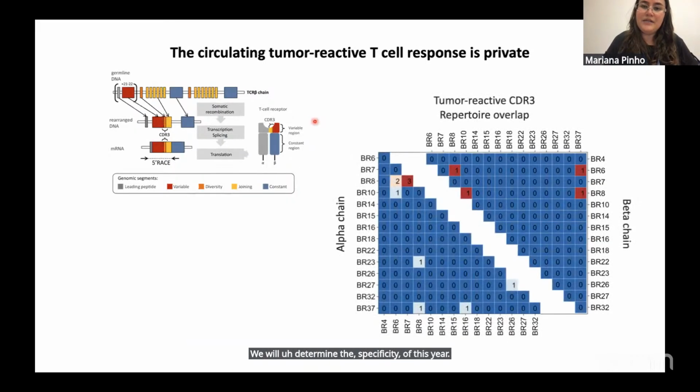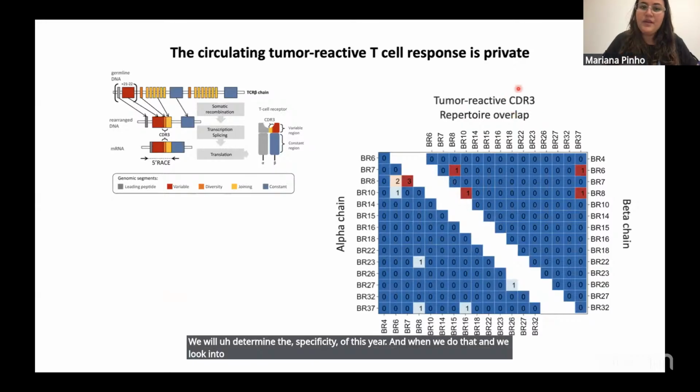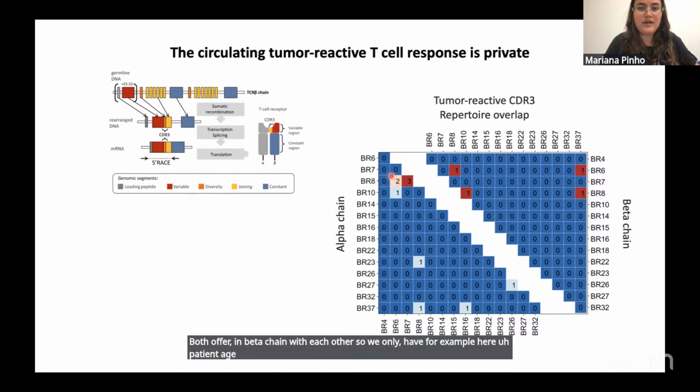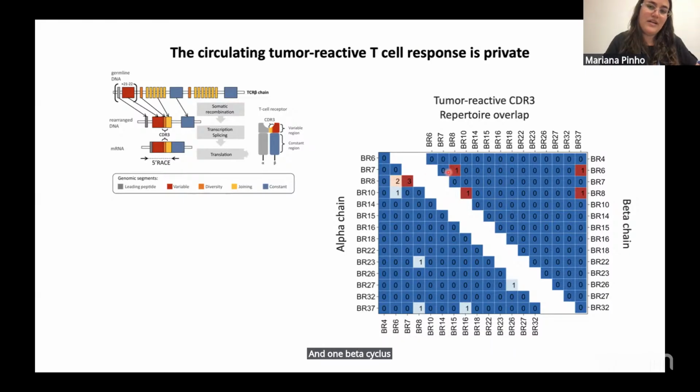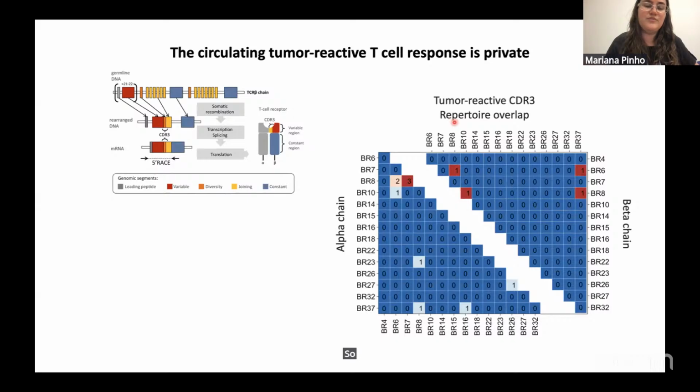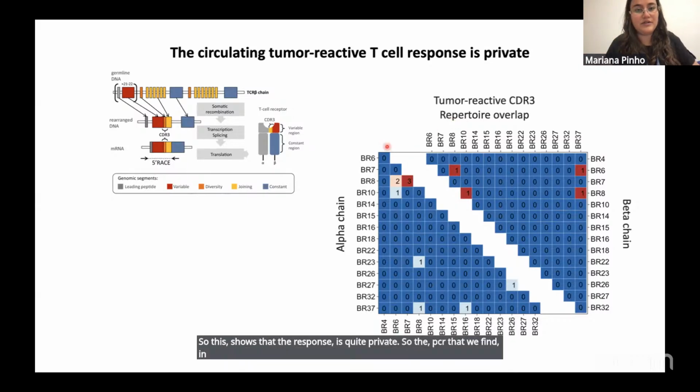And when we look into the CDR3, what we see is that most of the patients don't have any shared CDR3s, both alpha and beta chain, with each other. We only have, for example, here, patient 8 with patient 6, 2 alpha sequences and 1 beta sequence that might be pairing with the other, and it could be that there is one shared between 2 patients. So this shows that the response is quite private. The TCR that we find in one patient, we don't find in another patient.